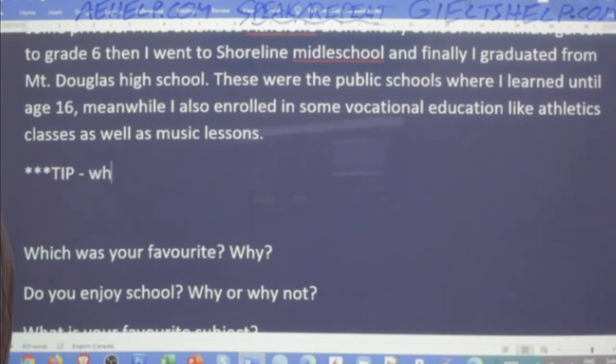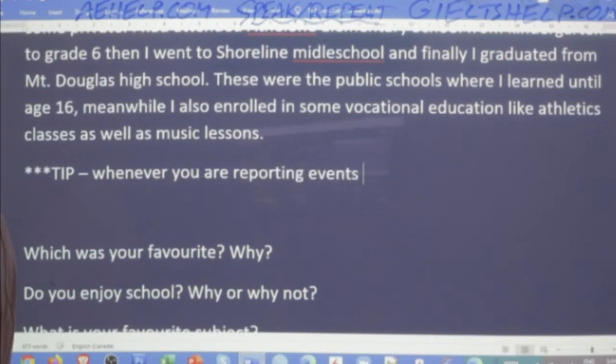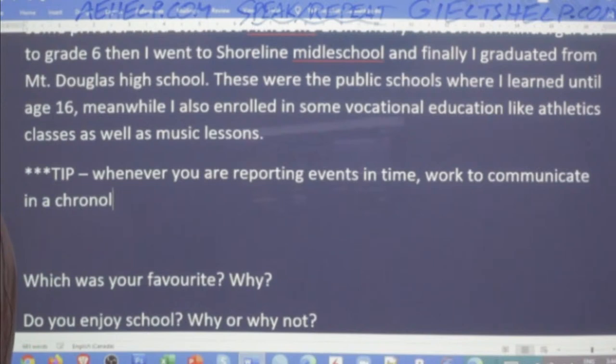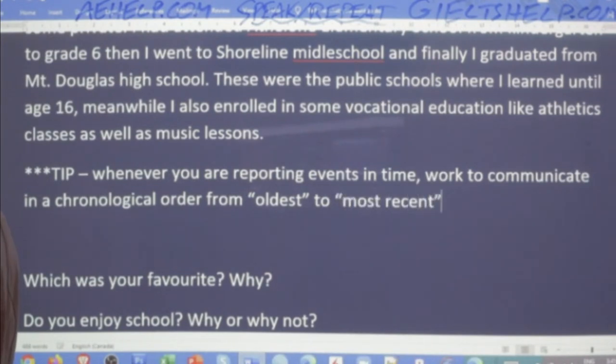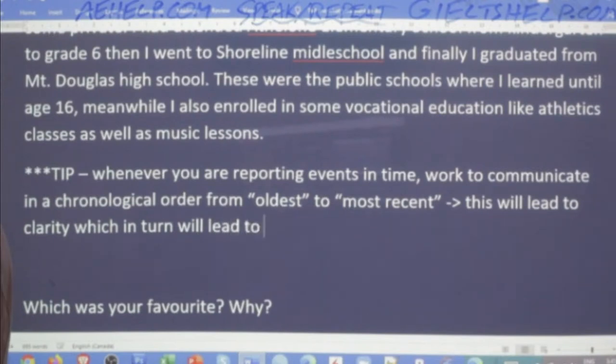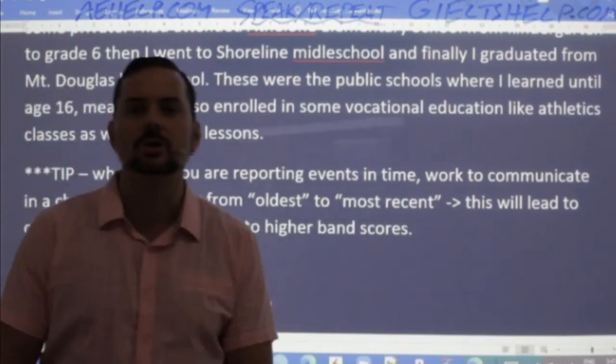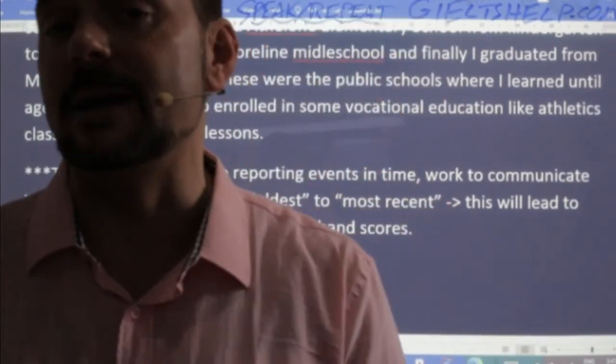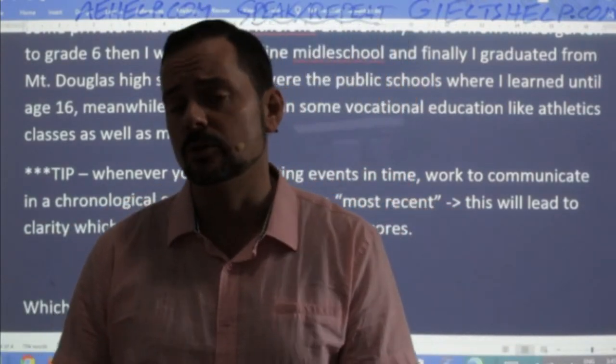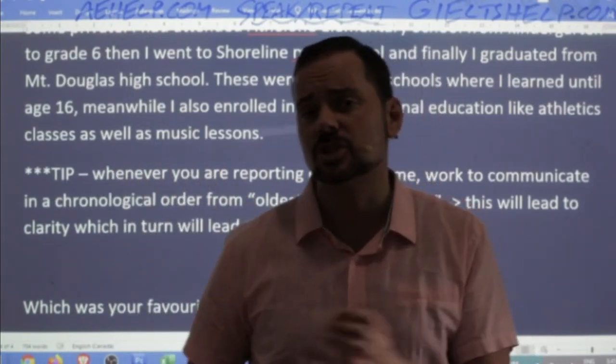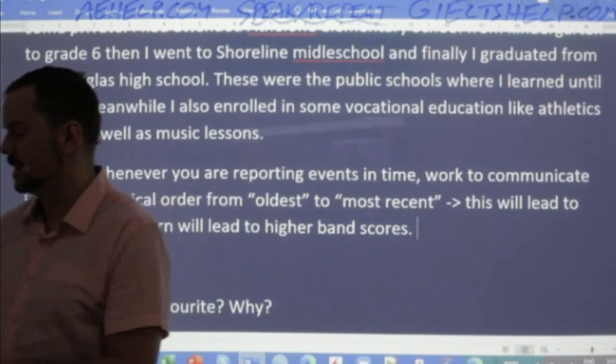So tip, whenever you are reporting events in time, work to speak or communicate in a chronological order from oldest to most recent. This will lead to clarity, which in turn will lead to higher band scores. Okay, especially in part two. So especially if you're talking about an event in the past in part two for the cue card, be very careful to retain a chronological sequence of events as much as possible. That will be much clearer for your examiner.